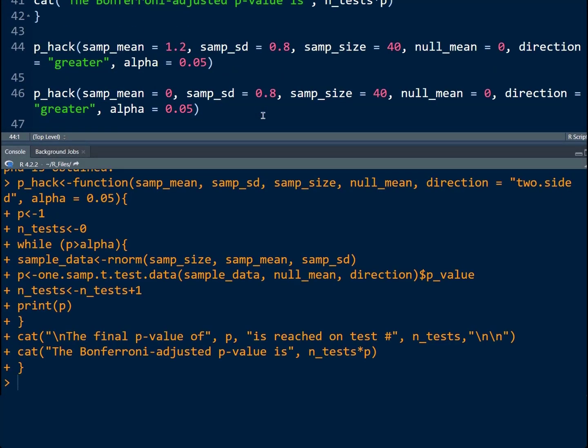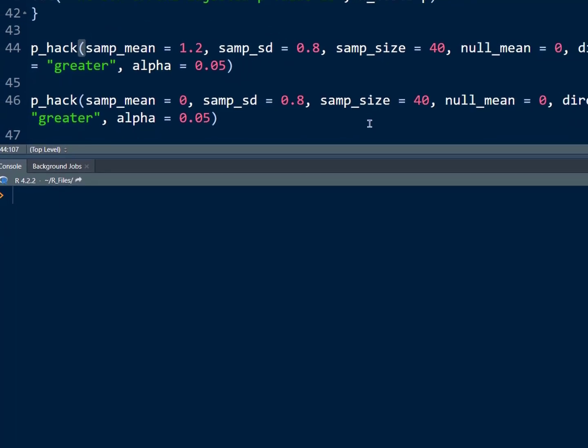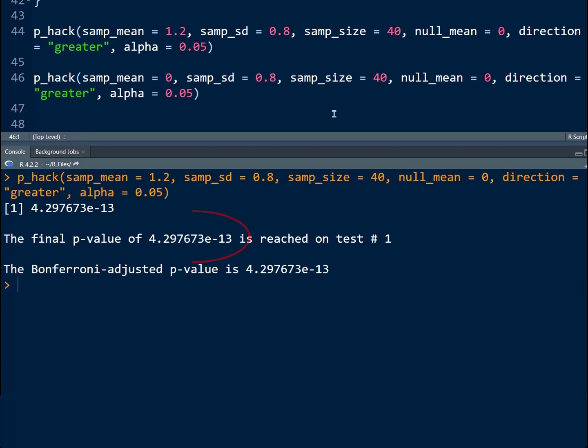Let's suppose that the weight loss drug actually does work. Perhaps the sample shows a weight loss of, say, 1.2 pounds, with a standard deviation of 0.8 and a sample size of 40. When we run the p-hack function with a null mean of 0, it returns a very small p-value. Note that it only took one run of the test to obtain that p-value.